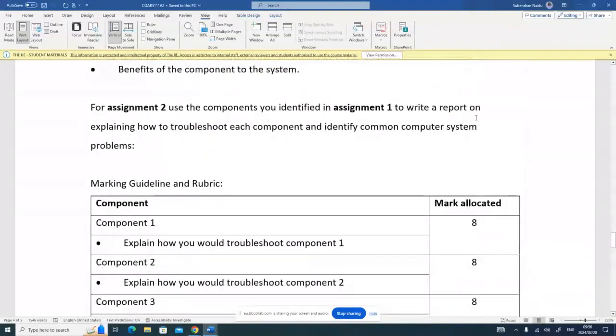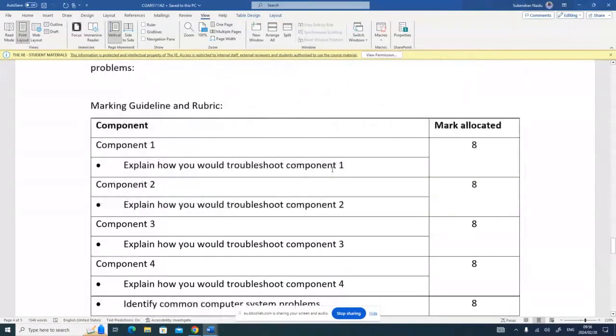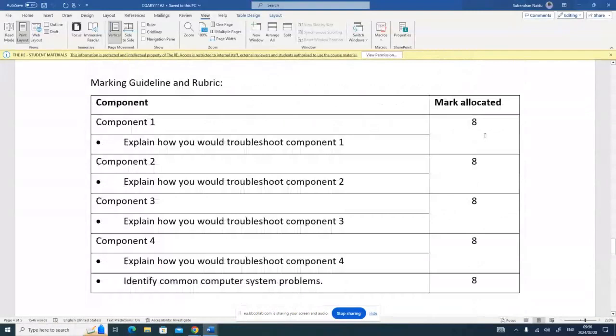So you are writing a report on how would you find out if the CPU is the problem, and then how to correct that problem. And you're given 8 marks to do that for each of 4 components, and then to identify common computer problems, system problems. So here again, it's a report, but we are building on assignment 1 where we identified the component. Here we are looking if the component is not working correctly, what to do to fix this component.